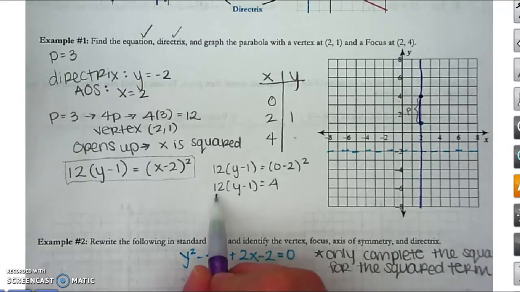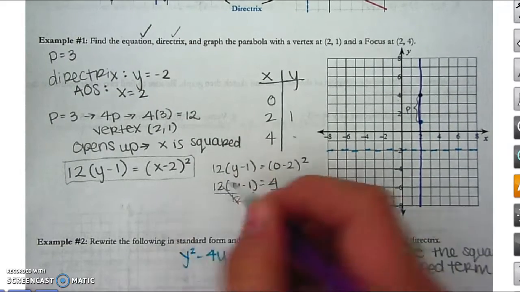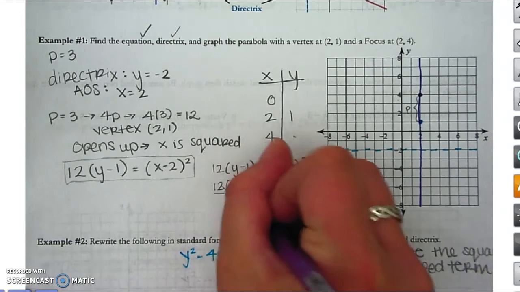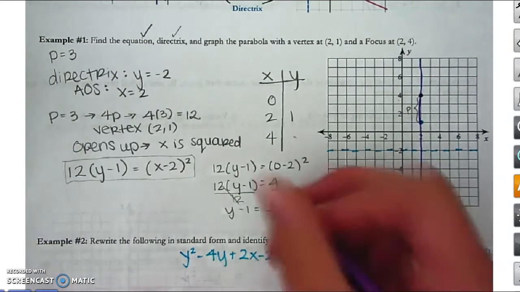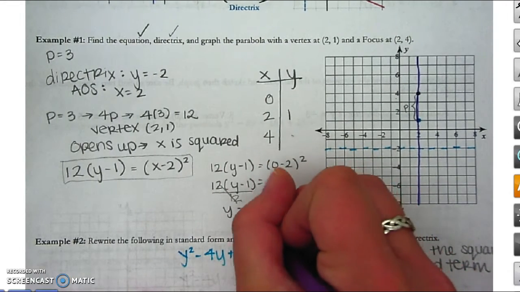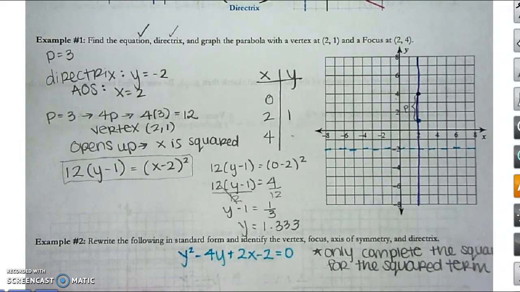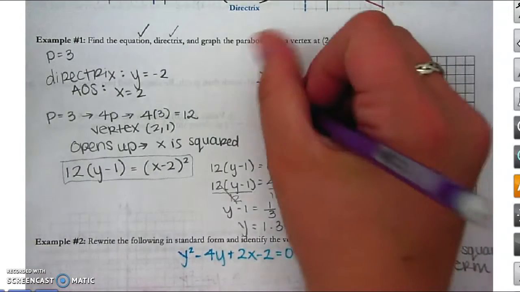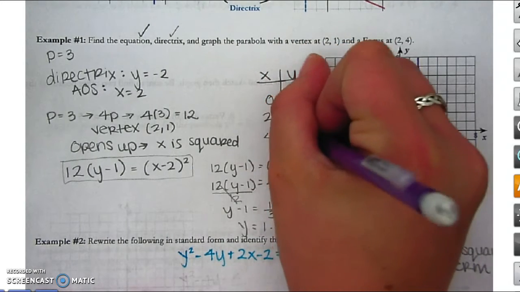I'm going to go ahead and solve for y. So divide both sides by 12. And I get y minus 1 equals 1/3. And then add 1 to both sides. So y is 1 1/3, or 1.333. So that means that that is my y value here and here.